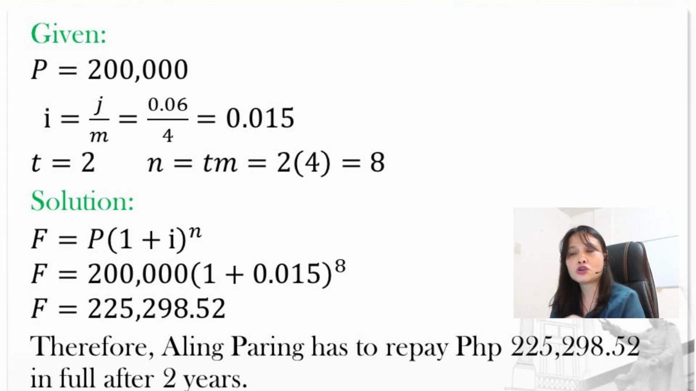So your final amount is 225,298.52. Therefore, Aling Paring has to repay 225,298.52 in full after 2 years. Okay? After 2 years.